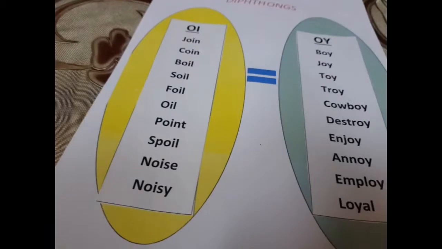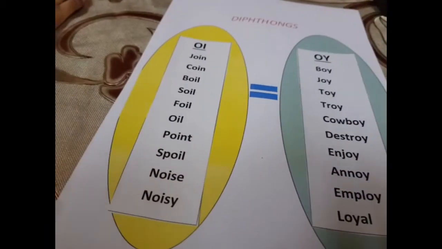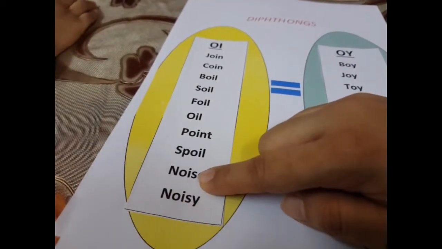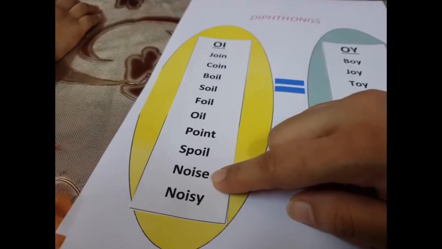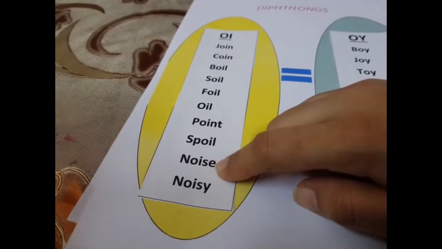NOISE. What is the sound of N? What is the sound of OI? Oi. And the sound of S? S. And the E here is silent. So NOISE. Noise. Very good.